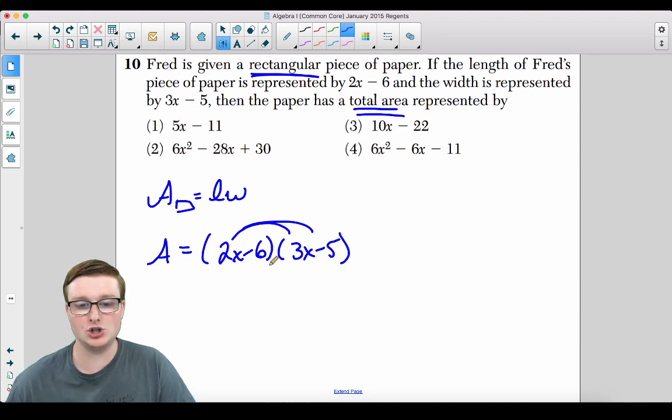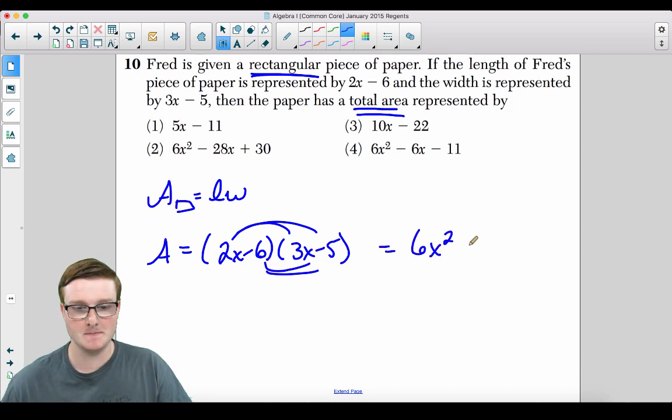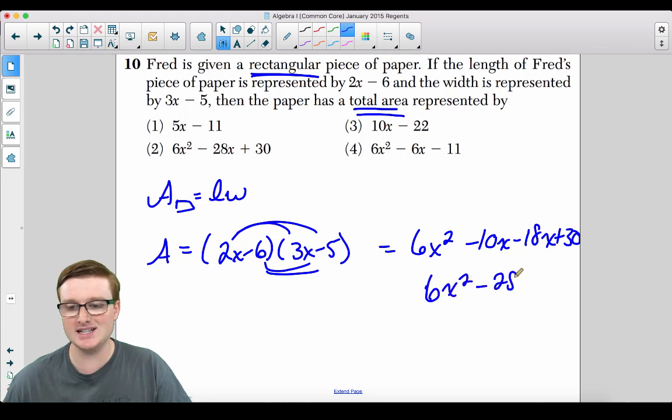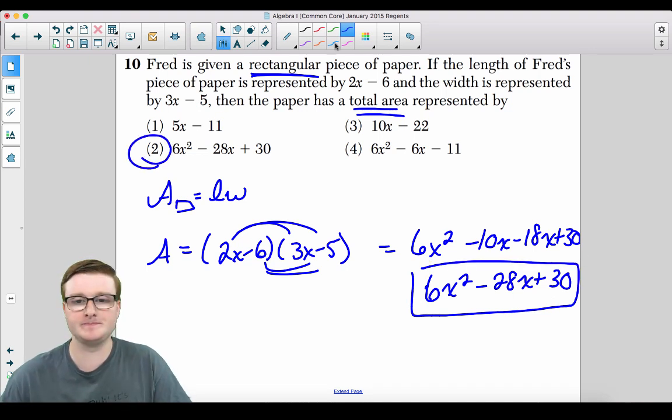So now I'm going to distribute. We get 6x squared minus 10x minus 18x plus 30 when you distribute all those out. So then we get 6x squared minus 28x plus 30. Is that answer here? And it is. It is going to be choice 2.